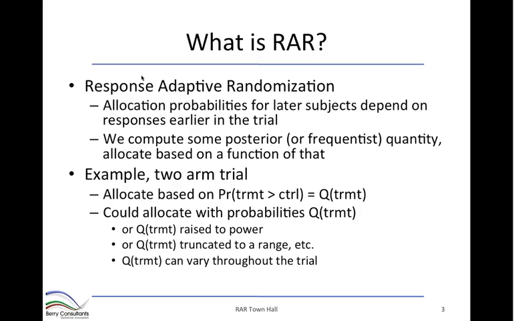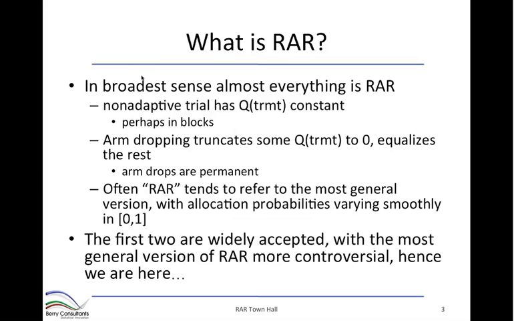That function can vary throughout the trial. A common thing to do, if you're using a power, is to allow that power to increase through the trial. I'm going to collectively call all of these bells and whistles. So I've got an allocation driver, this probability treatment greater than the control, and then I could have different bells and whistles on how I actually translate that to an allocation strategy.